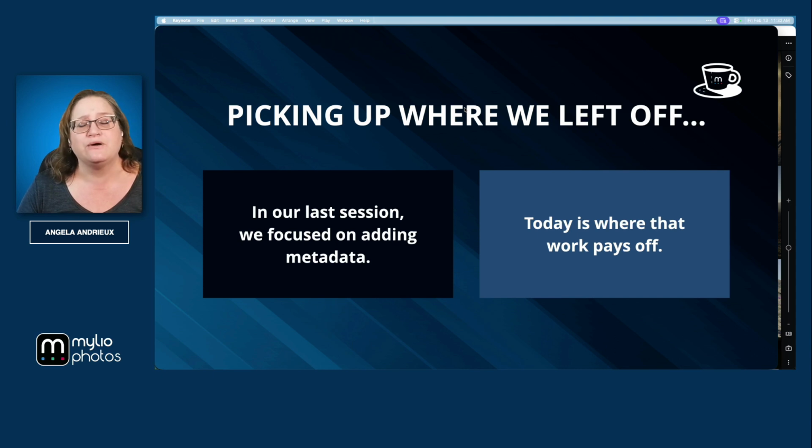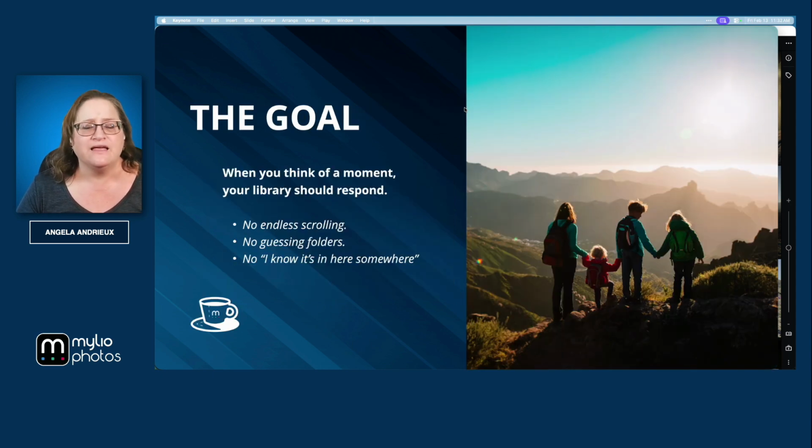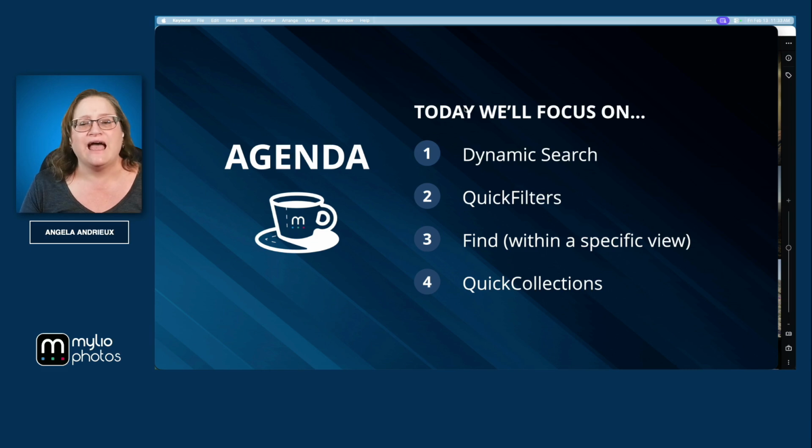We're going to go into how Mylio Photos search works and how you can make the best of it. So the goal for today is to stop having endless scrolling, not have to guess at folders, and none of the "I know it's in here somewhere" frustration when you're trying to find something specific and you're just not getting there. When you think of a moment, your library should respond. You should be able to go to your library in Mylio and find those important things easily. And I'm going to show you a few things of how we're going to do that.